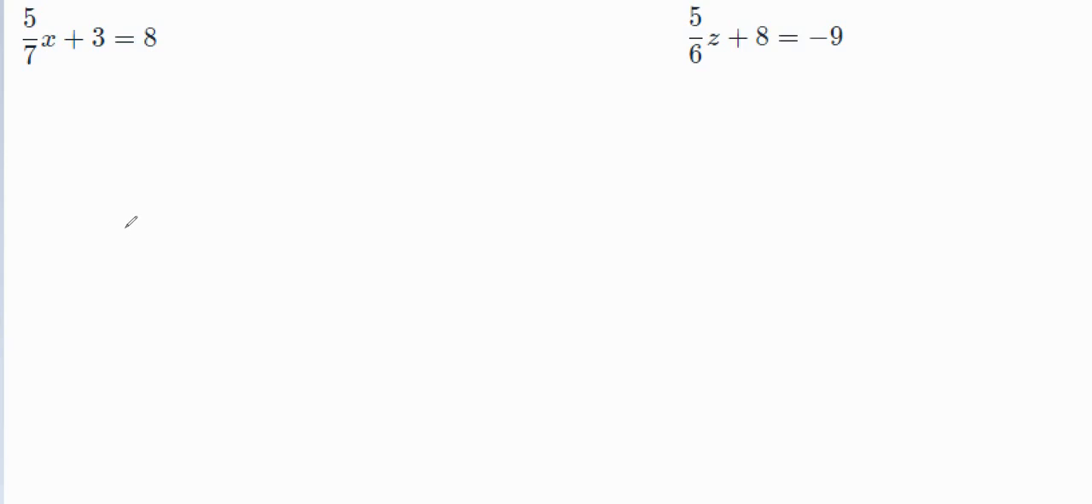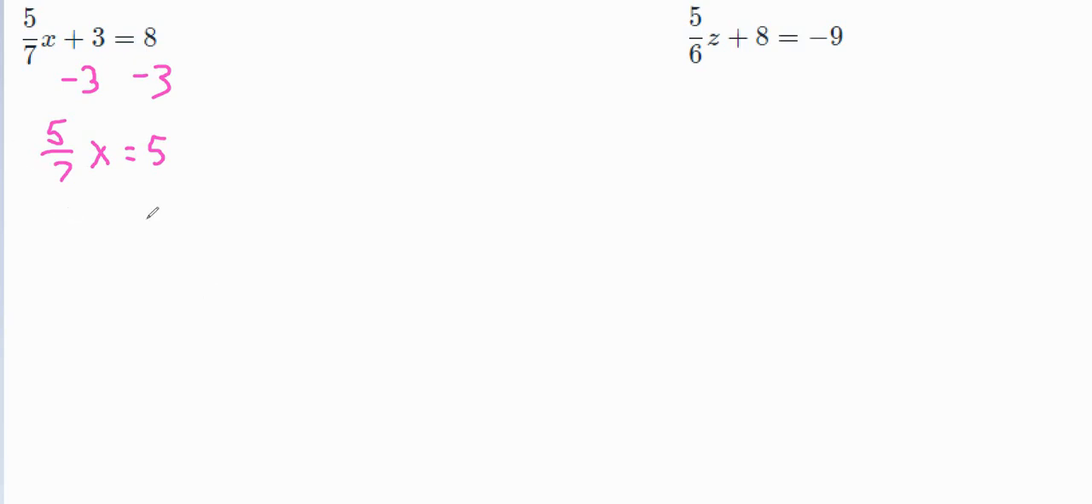So we're going to solve these two-step linear equations that have fractions in front of the variable. So the first one here, we're going to get rid of the stuff that's on the same side of the letter but not touching it. That's the positive 3. So the opposite of adding 3, or the mathematical inverse, is to subtract 3. So we subtract 3 on both sides. And that's going to give us 5/7 x equals 5.